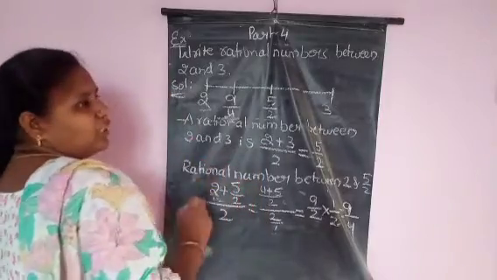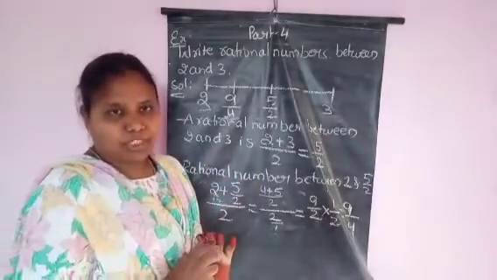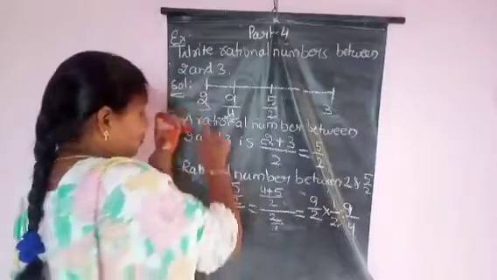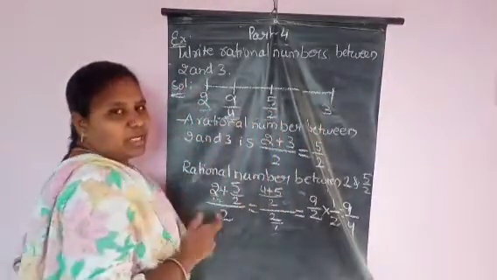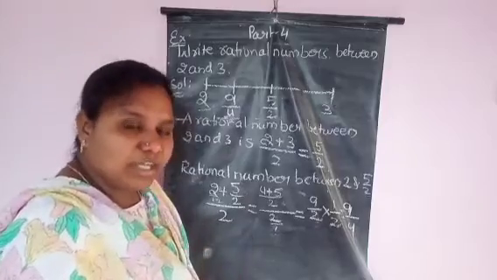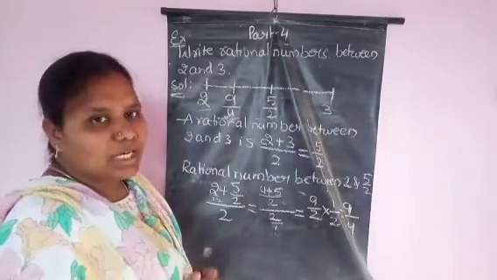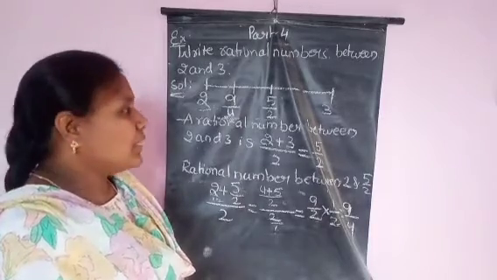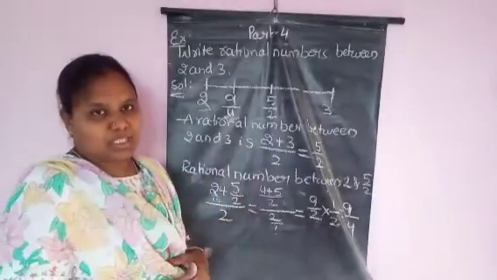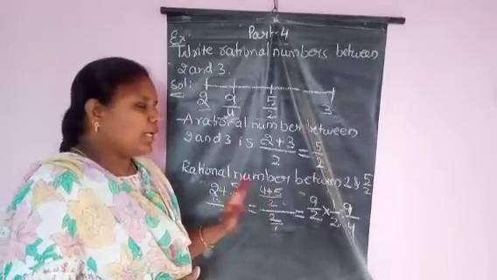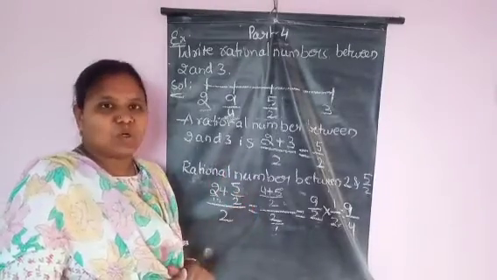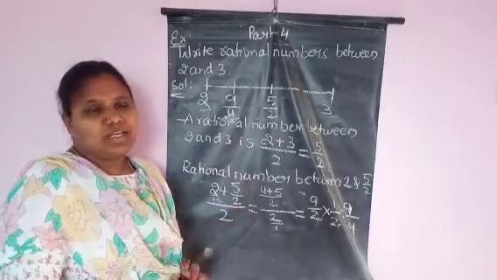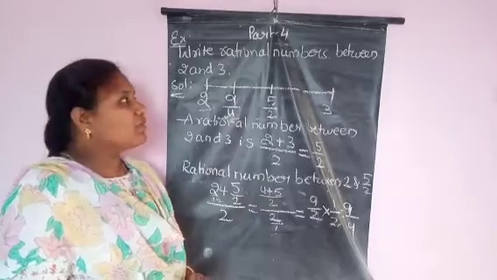But if we need to find 10 rational numbers, here one rational number is given, 2 plus 3 by 2. It is okay. But if we are asked to find some 10 rational numbers, how can we find them? Yes, let us do that in another method. For finding 2 or 3 rational numbers, this method is okay. But to find more rational numbers, it is lengthy. So we will use another method.